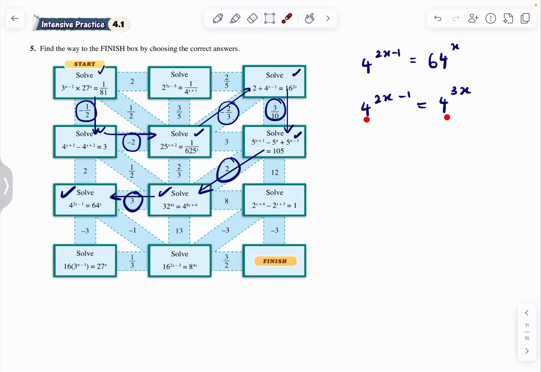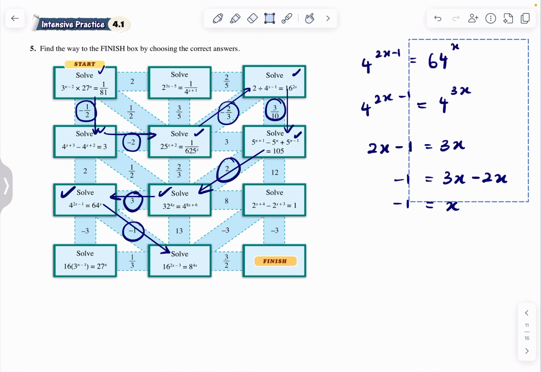So now we have the same base ready. We can compare the powers. So 2x minus 1 equals to 3x. So negative 1 is 3x minus 2x. So x is negative 1. X negative 1 is here. So now we go down diagonally.